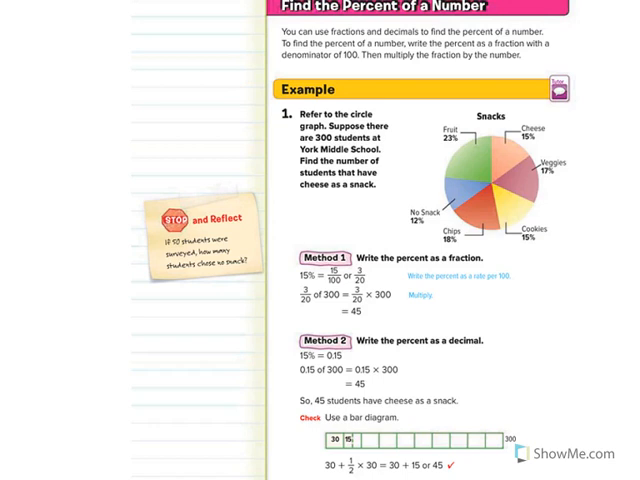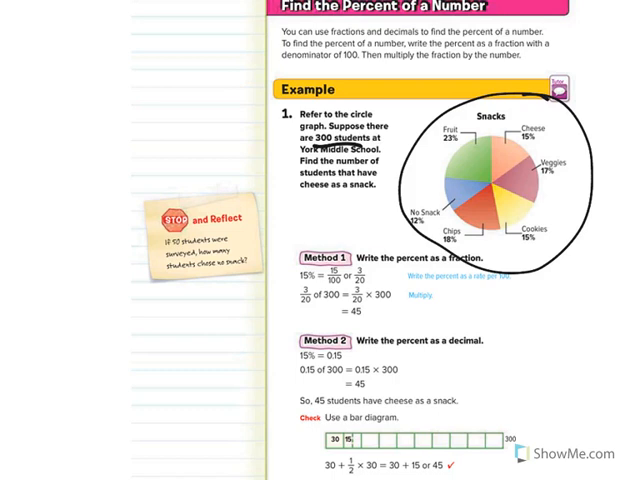So looking at my circle graph here, it gives me all the percentages for the different snacks. So 15% of the students have cheese. That doesn't mean that's 15 students, it means 15% of the students. That word "of" means to multiply, and I know that the number of students is 300 because that's what the problem tells me. So I want to find what's 15% of 300, or 15% times 300.